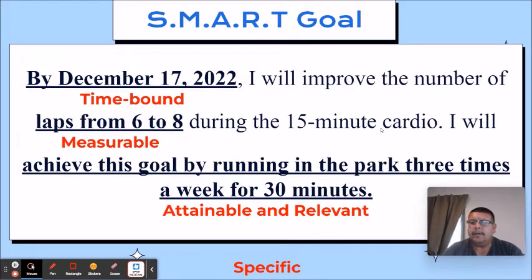Time bound. How do I know that this SMART goal is time bound? Because I already set a deadline for myself, and that is by December 17, 2022. Now, I didn't set a start date. So let's say, for example, I'm going to start this goal today. My start date is today, and my end date will be December 17th, 2022. So if your SMART goal is measurable, attainable, relevant, and time bound, that means that it is specific. And if it is specific, that means that this is a SMART goal.